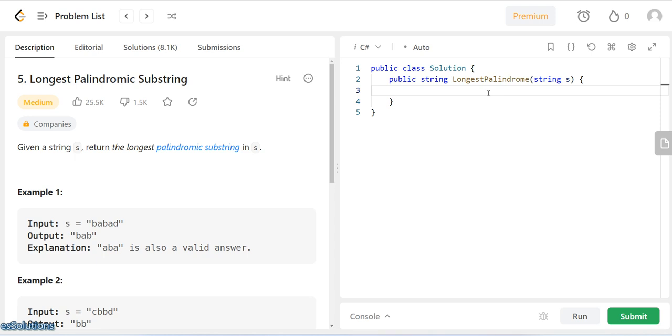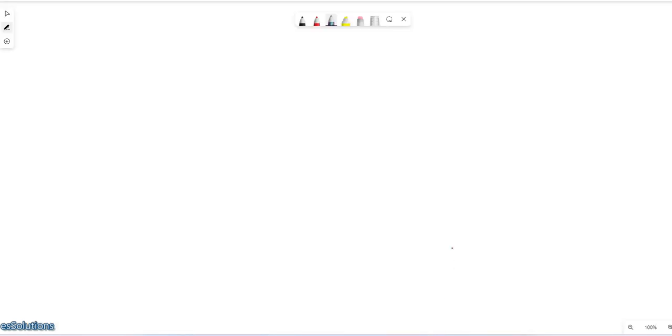A palindrome is a word that is the same from the front or from the back. So for example, Anna is a palindrome. From the example here, if we are given BABAD, the output should be BAB because that's the longest possible. ABA is also available, but since it's the same length, we could just pick any one. It doesn't really matter. So let's just look at how we want to go about this.